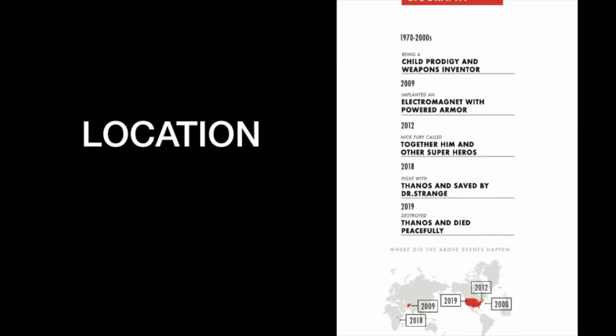Then, let's jump to the location display. We know that location displays can be at any scale, and the most important concept here is that location can be relative rather than absolute. For my location display, I linked it with the time display. The highlighted countries on this map show where the above events happened, and I linked them by using the year labels.